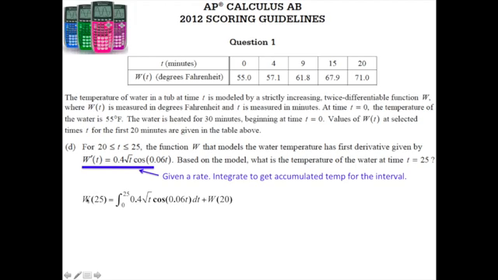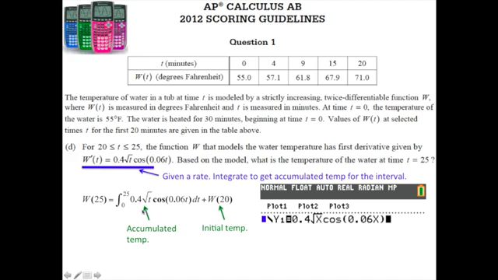So we want the water temperature after 25 minutes. And so we need to know how much the temperature has changed in that 25-minute period. And then we're going to subtract off what the temperature was at 20 minutes. So we'll subtract off that 71 degrees. This should be a minus sign, by the way.